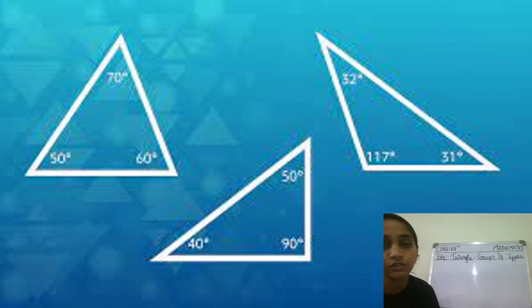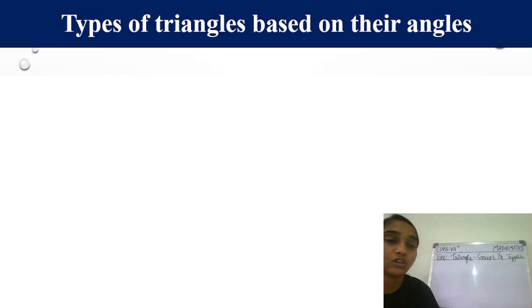Different angles are being shown to us, right? Yes, in these three types of triangles, some angle measurements are given. Very good, students. So now let's move ahead. Let's see what we are going to discuss: the classification of triangles on the basis of the angles. Types of triangles based on their angles.